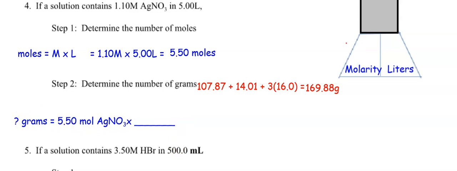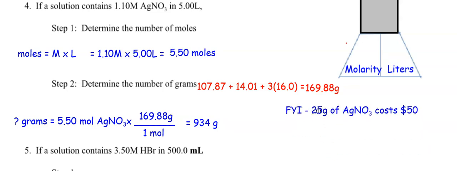So what must go on the bottom? There it is. 1 mole. Why? So the moles will cancel out, and then 169.88, this number here, will go on top. And with only 3 sig figs, I get 934 grams of what? Of silver nitrate.